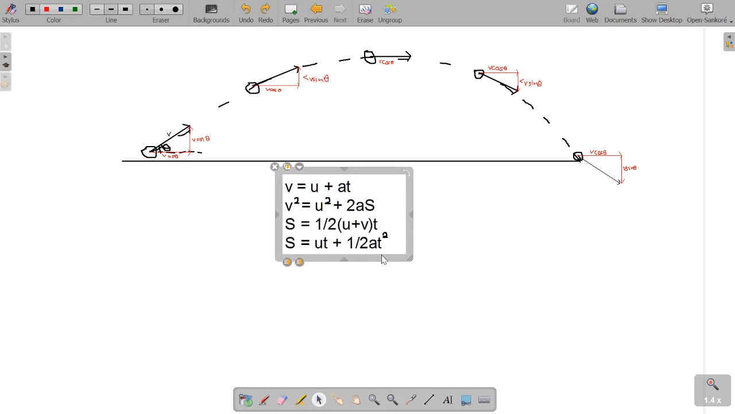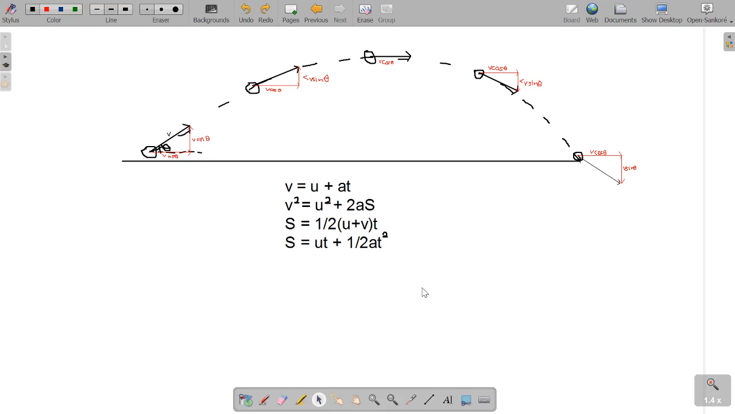Put this here for now. And the thing is, in projectile motion, you are basically using all these equations, but in the vertical and the horizontal component directions.